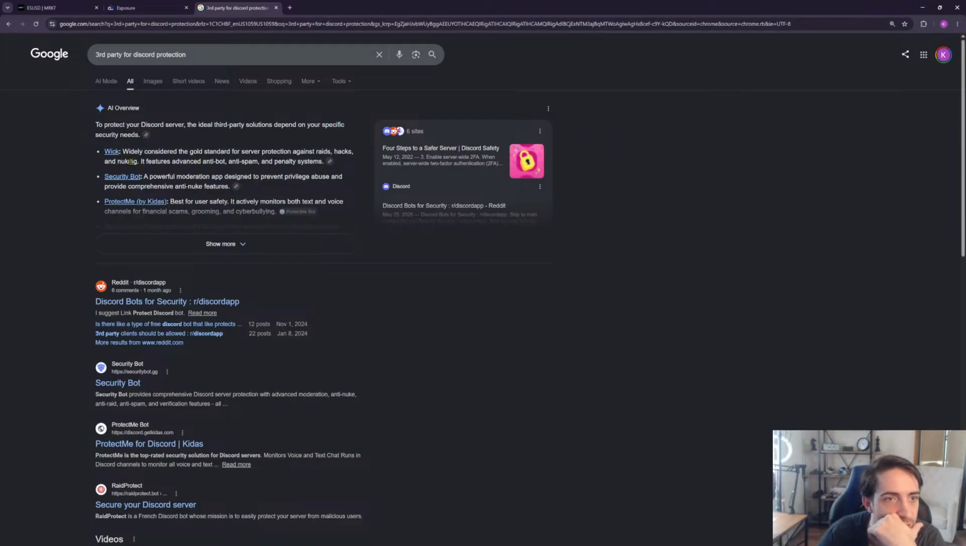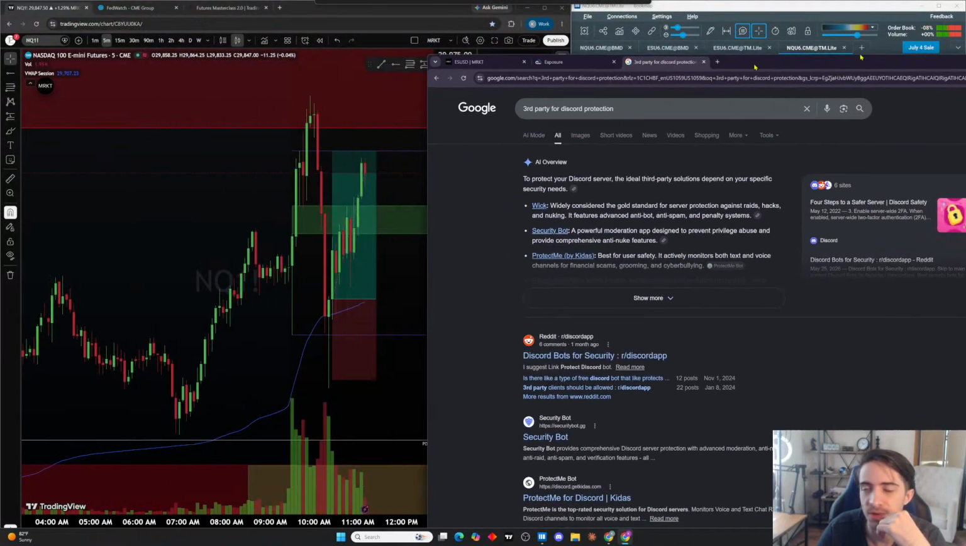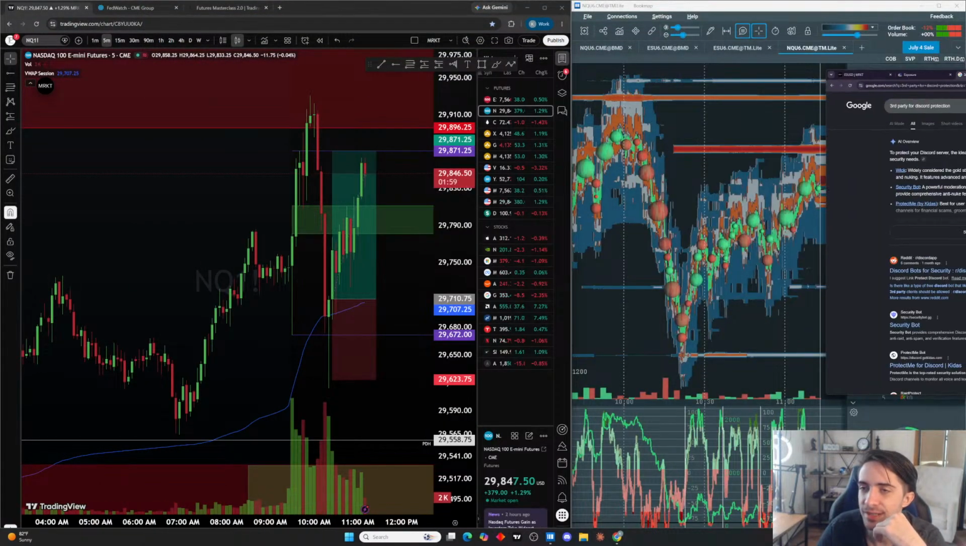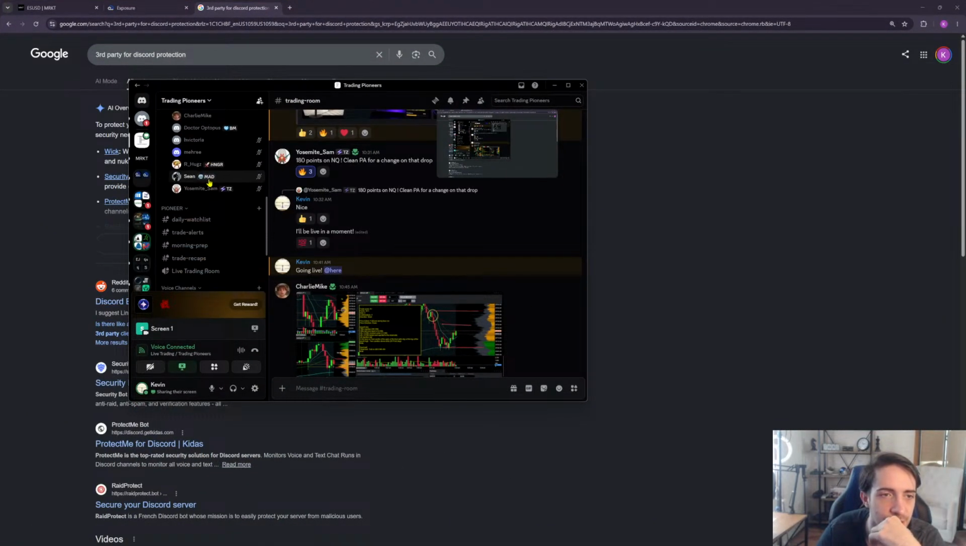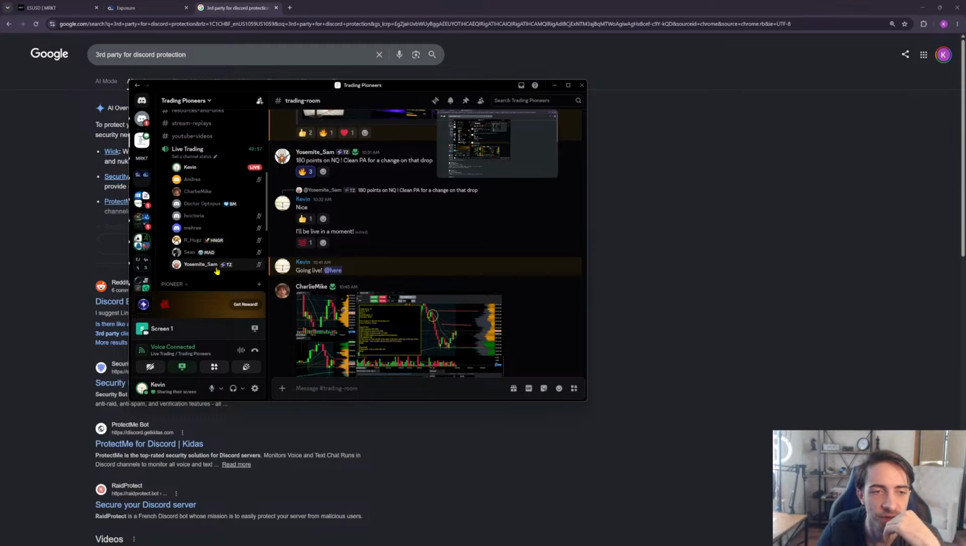Against raids, hacks, and nuking. Features advanced anti-bot, anti-spam. One of the biggest issues, though, is that they could join with a regular account. Not saying it is any of you guys, I know it's not. But not for nothing, it could be. I remember with Bullish Bears, there was always somebody that was always in the voice channel. It could be anybody, again, not saying it's you.